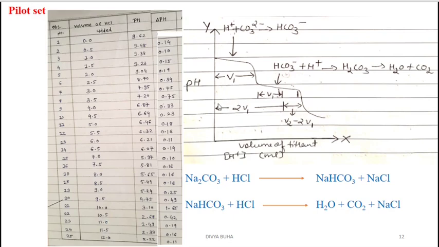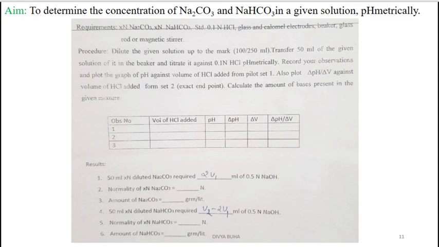So from the total amount of the titrant, you have to minus out 2V1, that is for Na2CO3 neutralization, in order to get the amount of the NaHCO3 which is there in the sample.